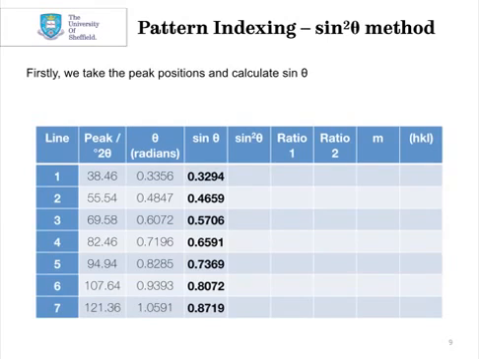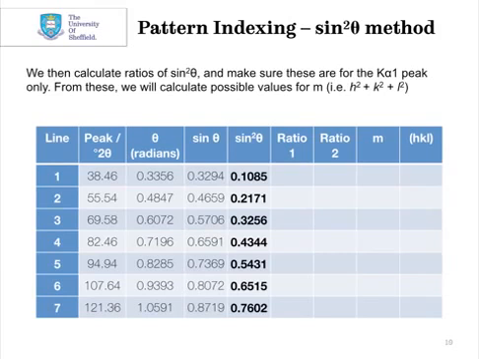The next step is then just to simply take the sine of that theta in radians. So sine theta for our peak at 38.46 becomes 0.3294, and so on. We can then also square those values, so just multiply 0.3294 by itself, and that will give us a sine squared theta value of 0.1085. So that's our sine squared theta value for peak 1, and so on.